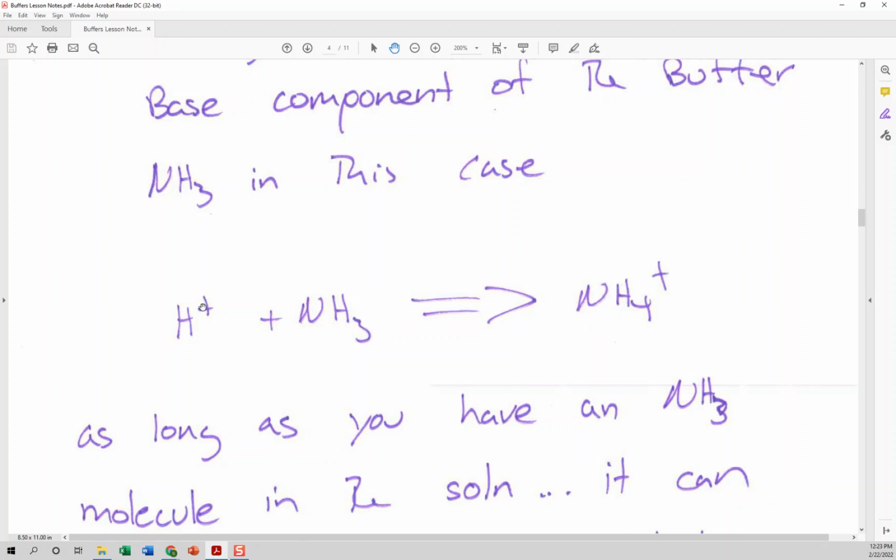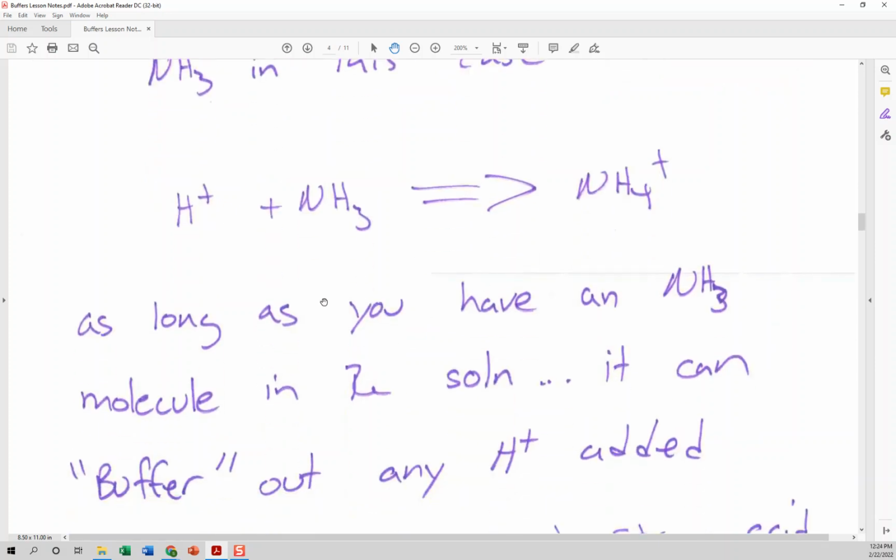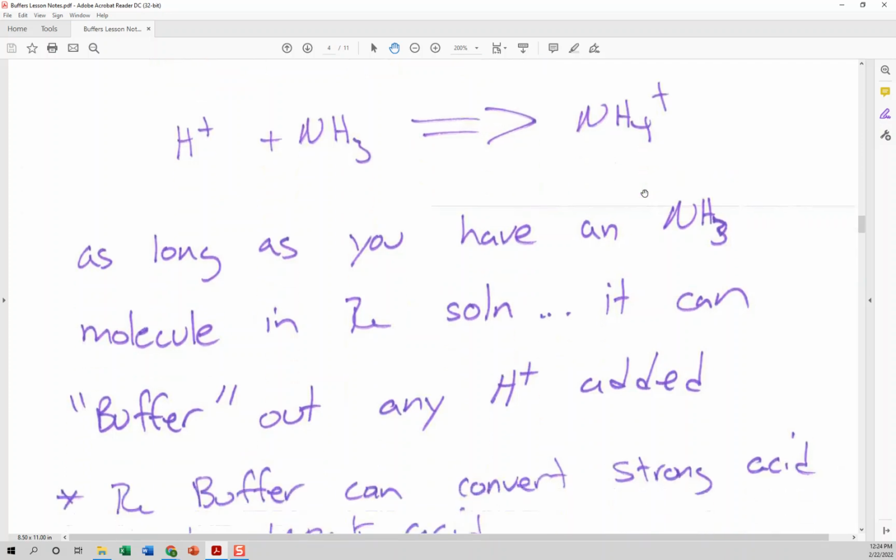And remember, this is a strong acid and this is any base, so this reaction goes to completion. So as long as I have NH3 in my solution, which is the base component of my buffer system in this scenario, any H+ I add will be taken out, right? The NH3 is going to sacrifice itself and take out the H+ and produce more of the ammonium. So as long as you have the NH3, it'll take out any H+ you add.